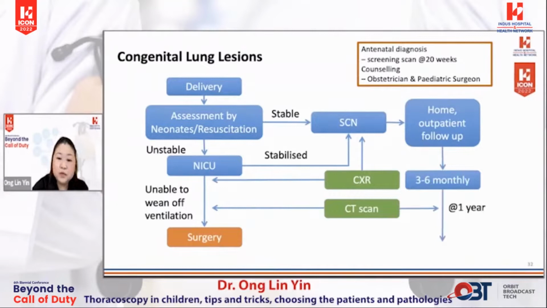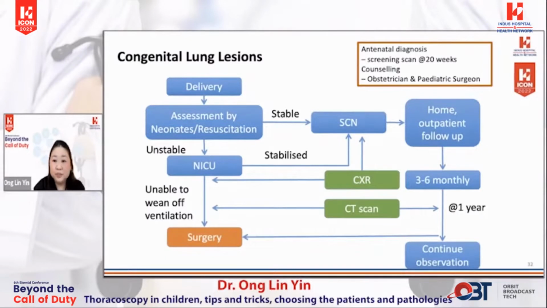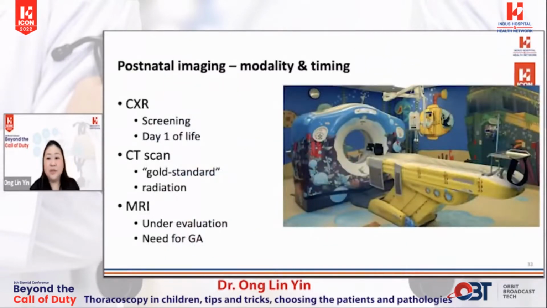At the age of 1 year, we perform a CT scan, and following that result, then we decide either for surgery or continued observation. It is important to have the correct medical indications for surgery. In young children, we need to seriously consider two things: radiation risk and anesthetic risk. Unfortunately, CT scan is still the best modality for evaluating the lung pathology.